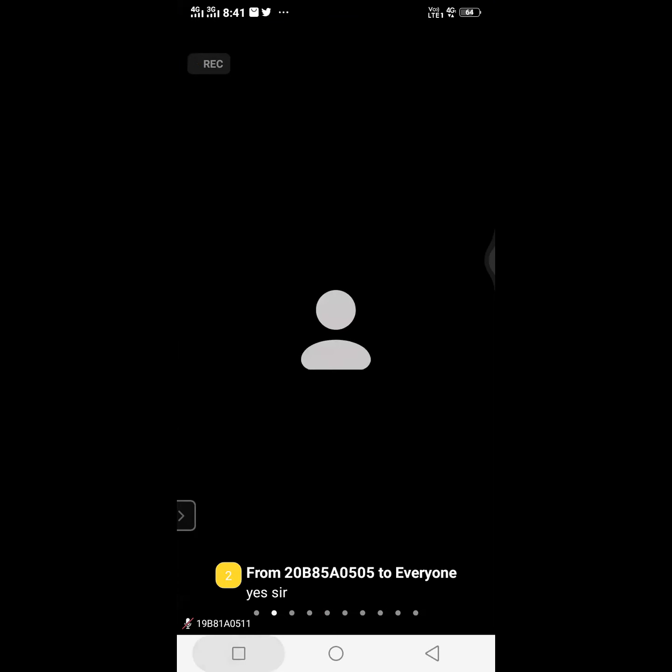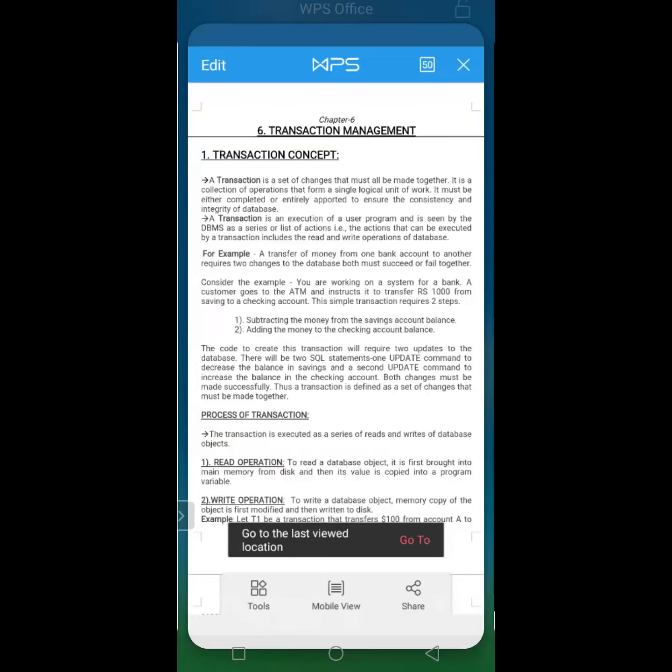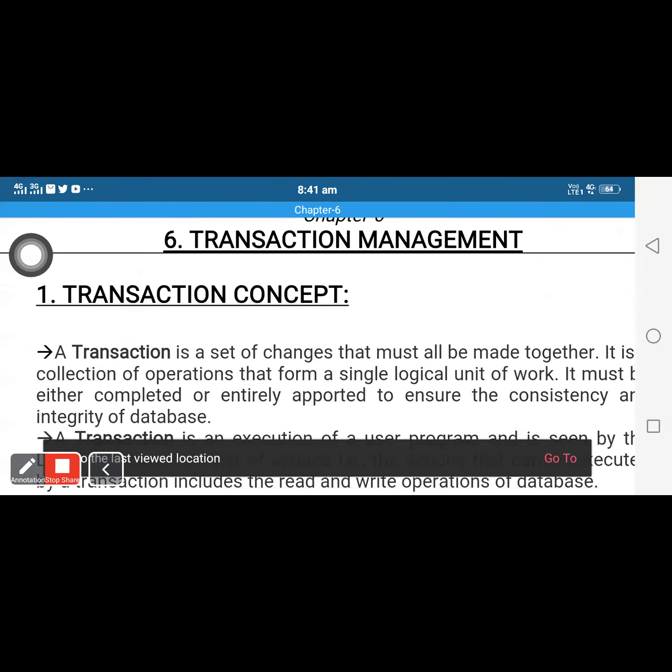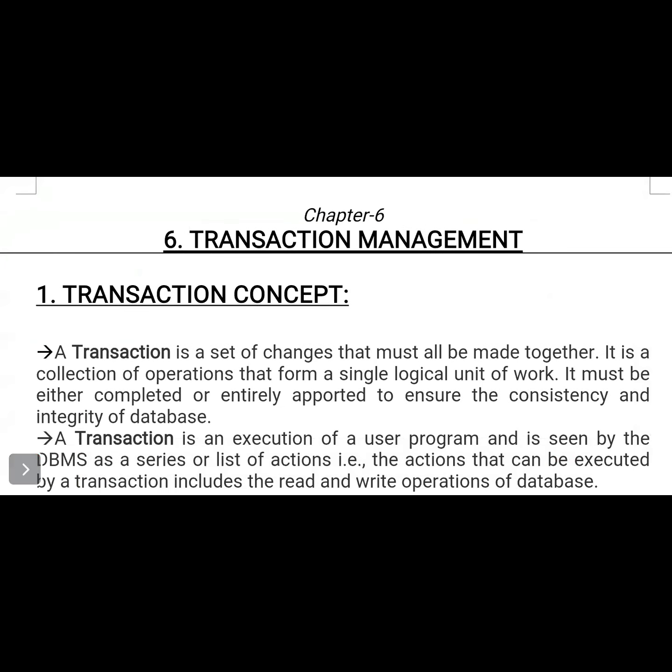Yeah, thank you. Okay. In the last session, we discussed what transaction management is, what a transaction is, and what the properties of a transaction are. Am I right? So actually, this is the last unit for us.